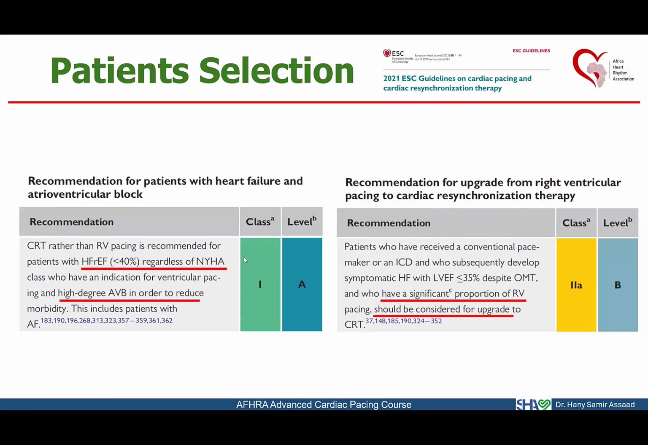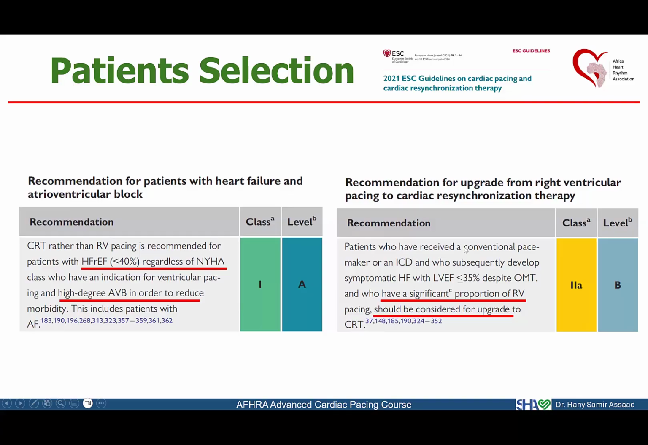Another important indication are, as we said, the patients who have less than 40% ejection fraction, so they are by definition having heart failure with reduced ejection fraction, regardless of their NYHA class, who have an indication for ventricular pacing with a high degree of AV block, in order to reduce morbidity and further decline in their LV ejection fraction with a high incidence of RV pacing, more than 40%.